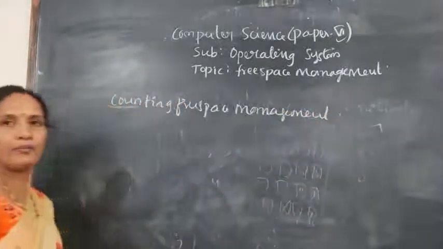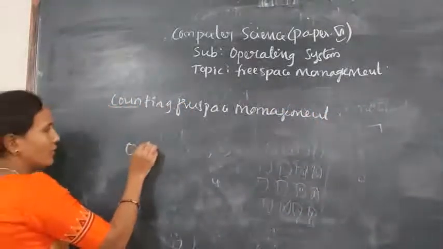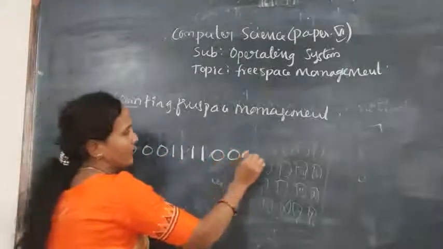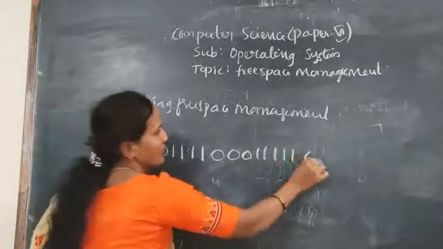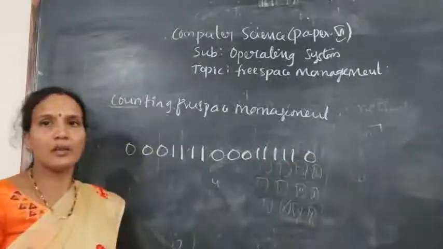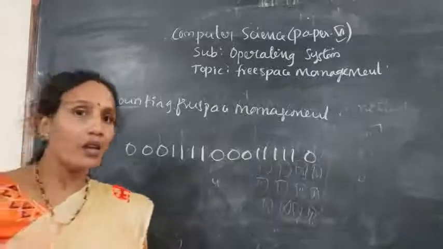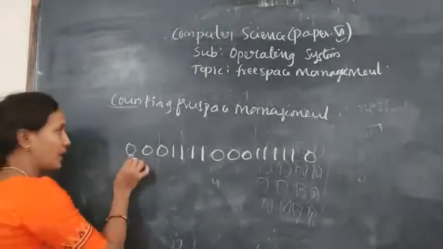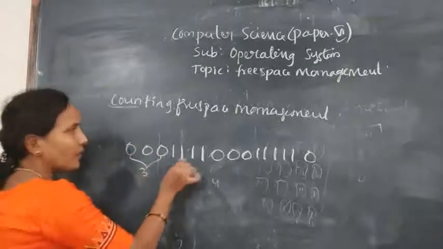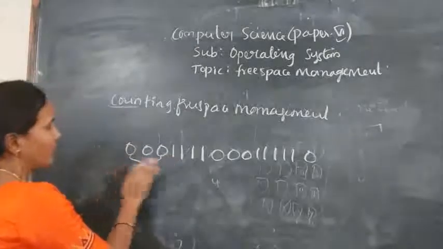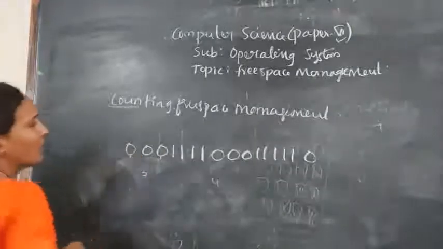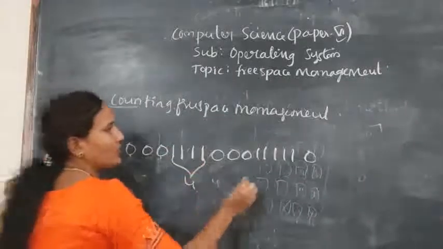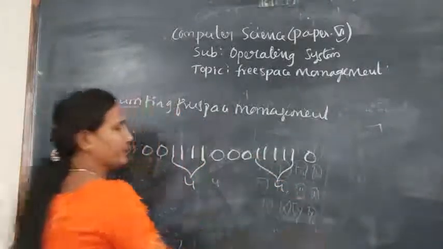See, for example, here: 0, 0, 0, 1, 1, 1, 1, 0, 0, 0, 1, 1, 1, 1, 1, 0. This is a bit map. Contiguously, how many blocks are free? Here, 3 blocks. Here it is not free, actually, it is a group. How many are allocated? These 3 are allocated. These are the free ones, 4 blocks. Here also 4 blocks are free.